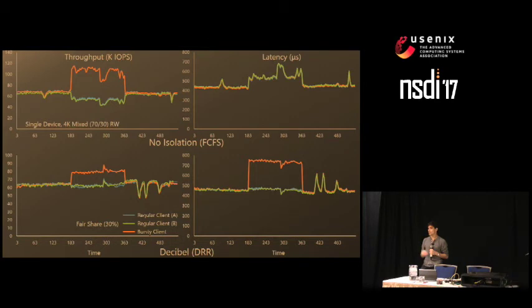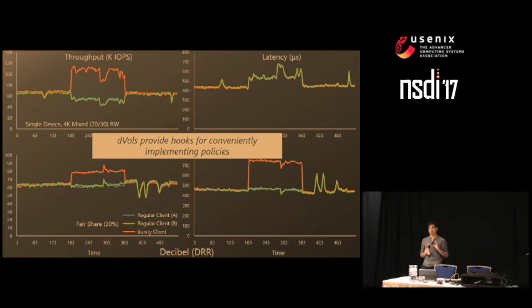For Decibel, we use deficit round-robin scheduling. And as you can see in the bottom, because it's a work-conserving scheduler, the excess capacity of the device is consumed by the bursty client, but both the throughput and the latency of the other clients are preserved. I just want to point out that we're not particularly committed. We use deficit round robin because it works quite well for us in practice. But devvols are a convenient hook point where you could put other storage isolation techniques, as there's been a rich body of work around them, and we could implement these at that level.